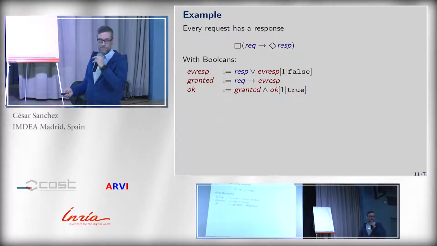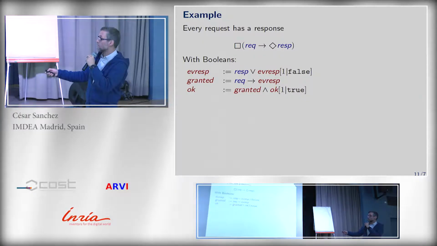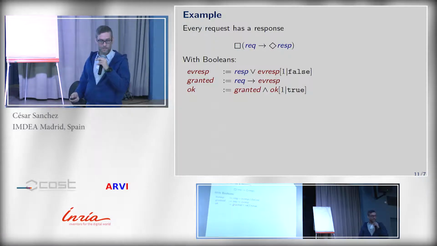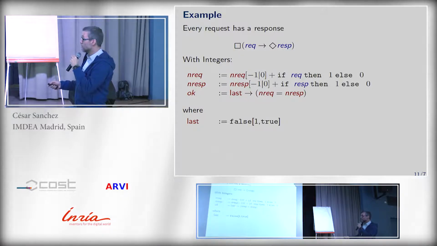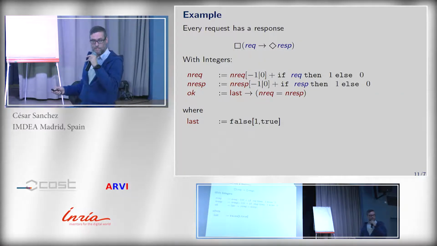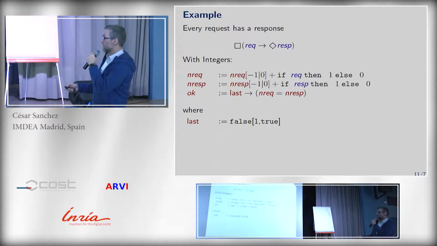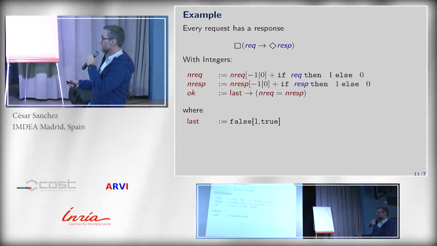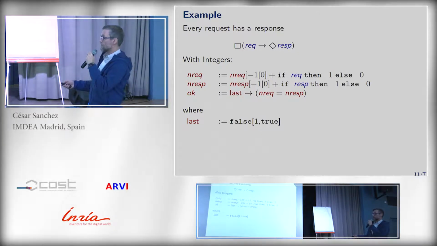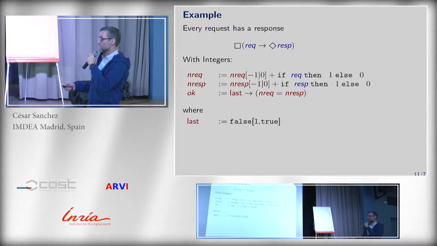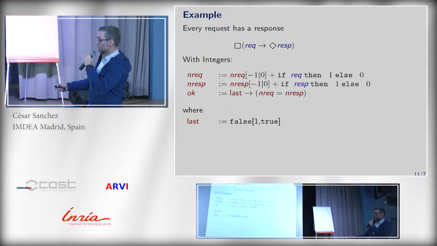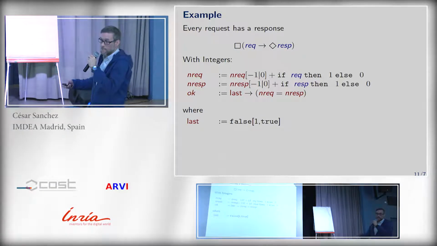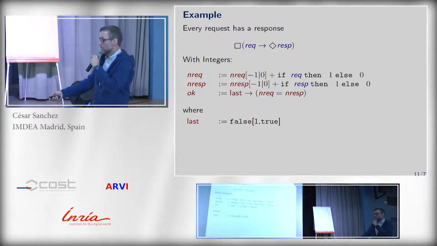But you can do better in stream runtime verification for the same informal specification. So, for example, you could count the number of requests and responses. So I could count adding 1 when I have a request, adding 1 when I have a response. And I just have to check whether at the end I have the same number of responses as requests. So this last that I'm using is only true in the last state, which I can define. I can have it natively in my language, or I can define it.